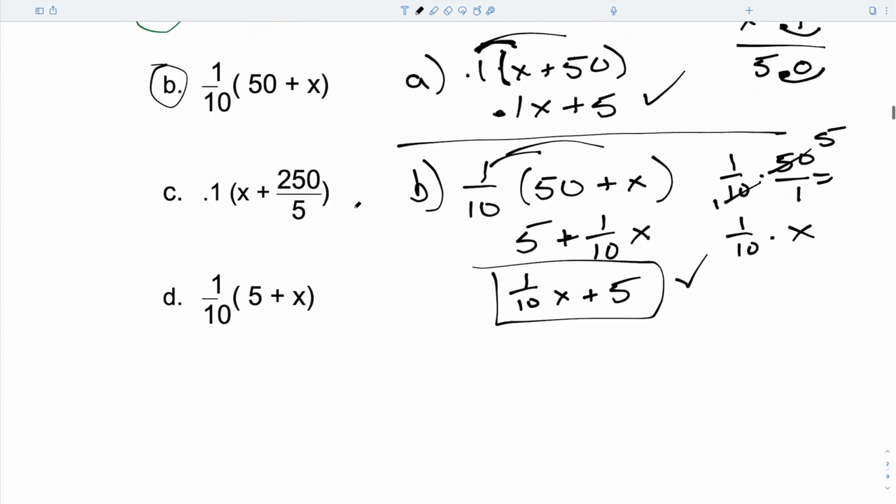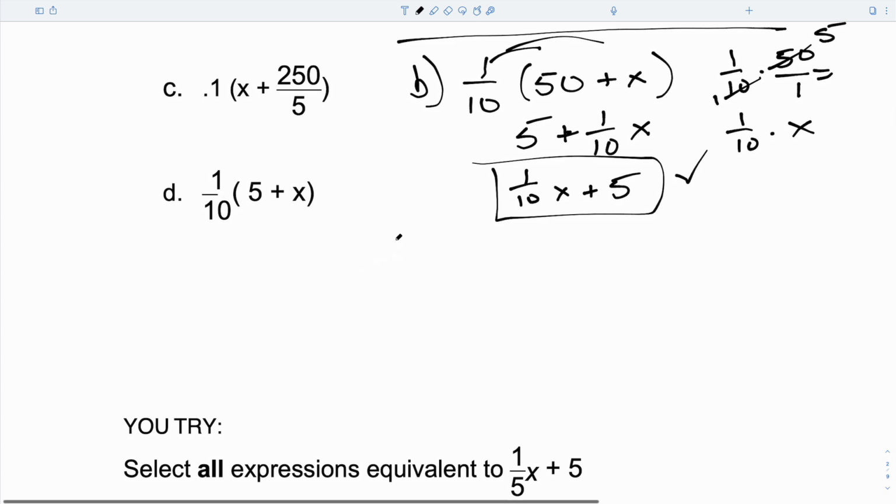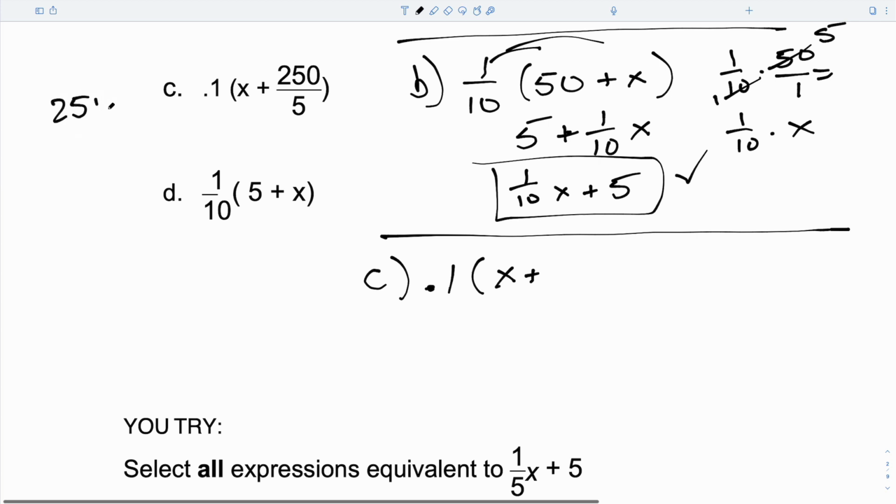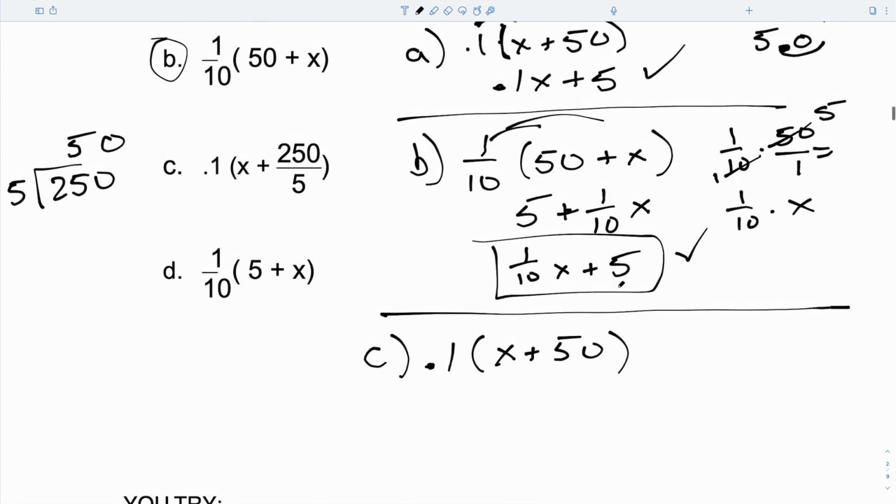Let's check C. Point 1 on the outside. What do you notice that's on the inside of this that makes it look confusing, Isaiah? C looks kind of confusing. Yeah, what can I do to simplify that? Let's divide it. 5 goes into 25 5 times, 5 goes into 0 0 times. So let's rewrite this as 0.1 x plus 50.